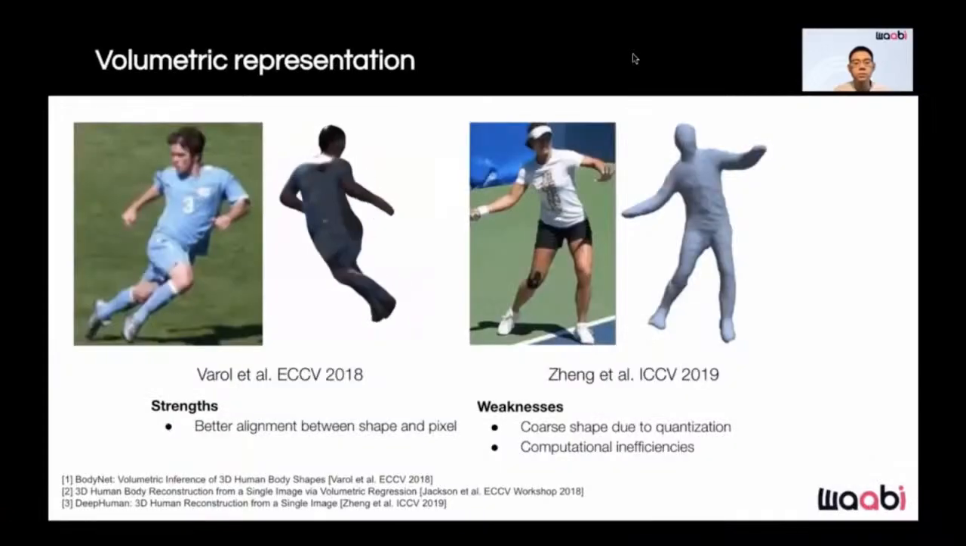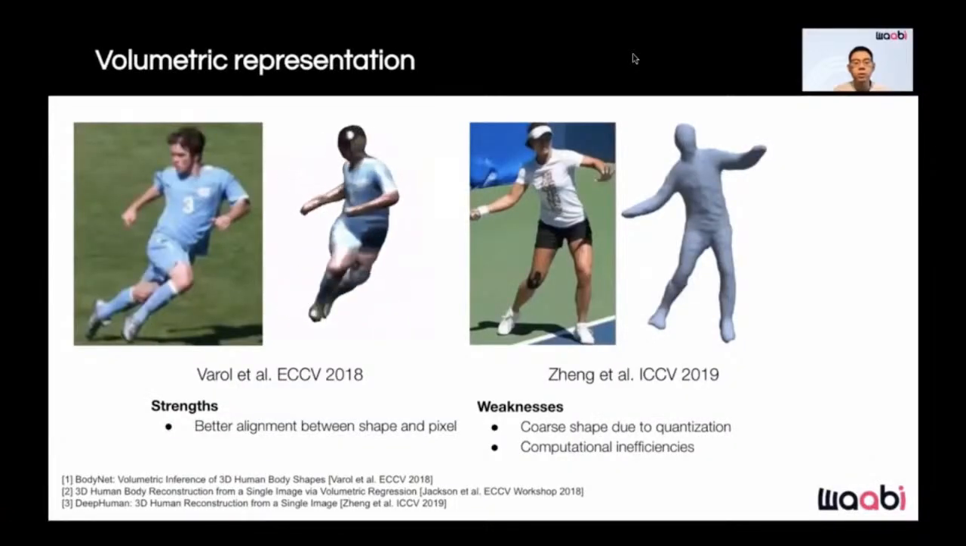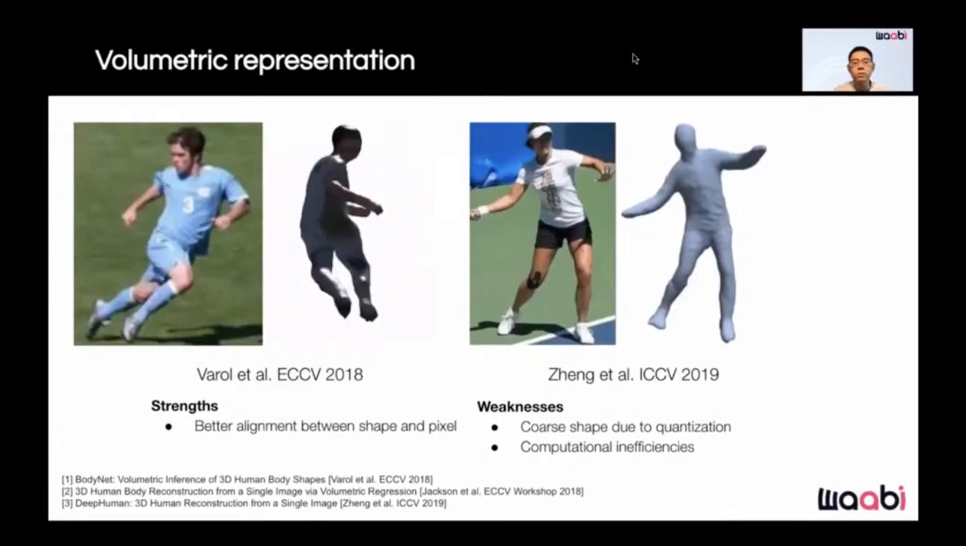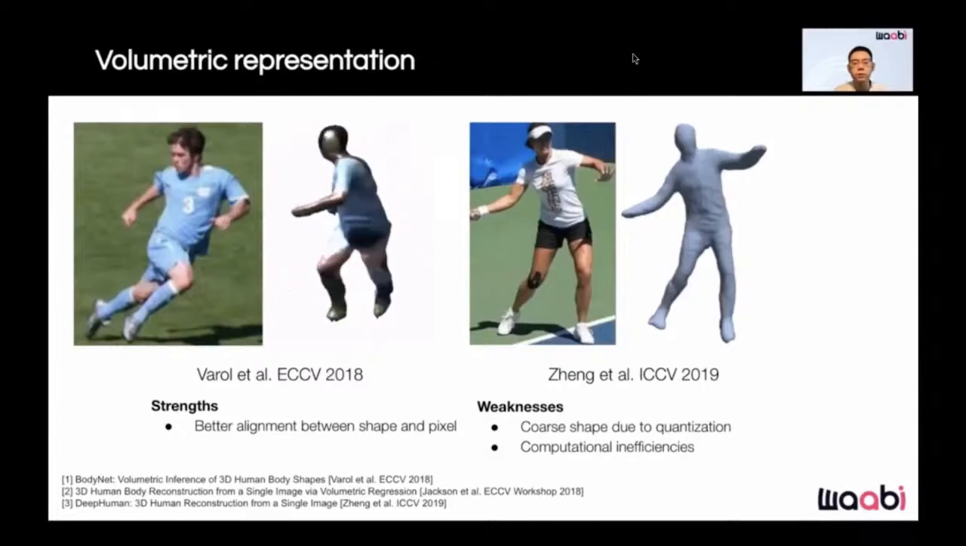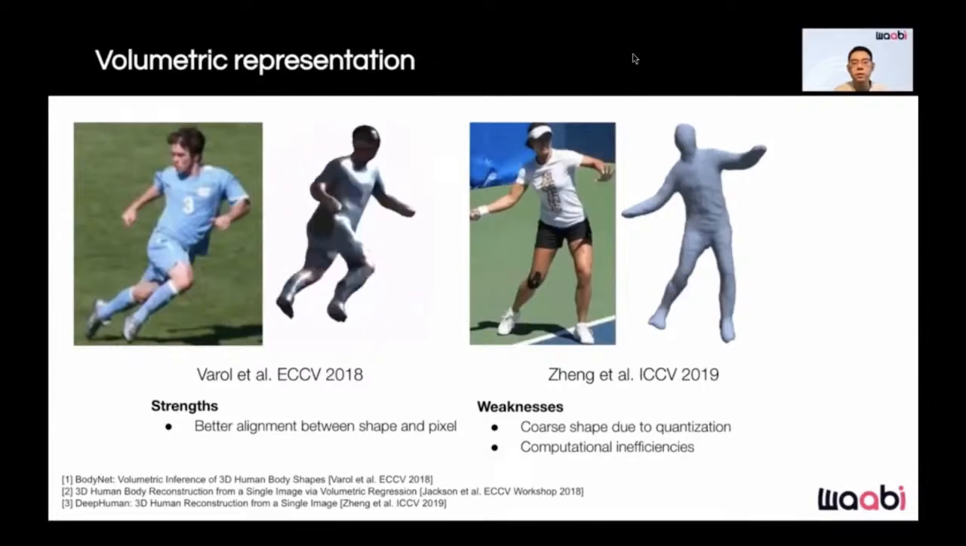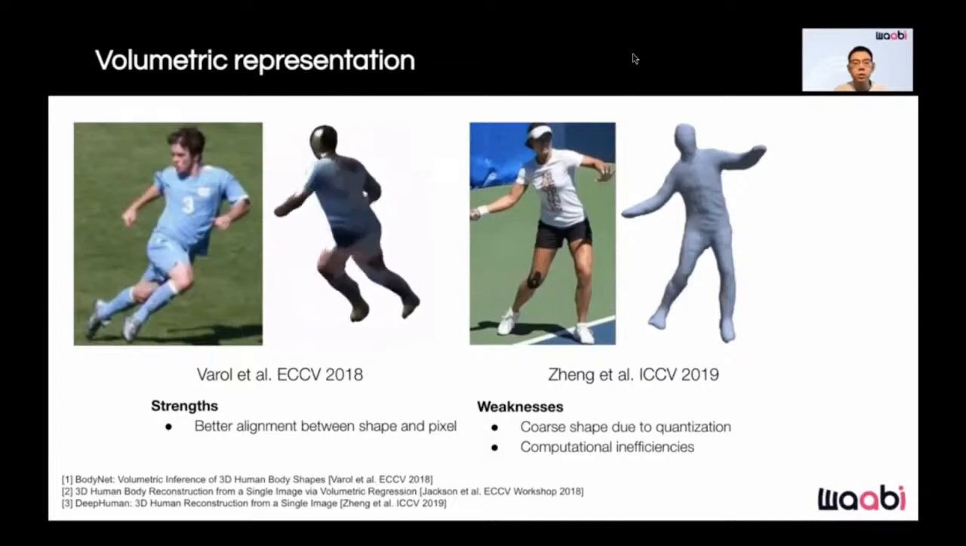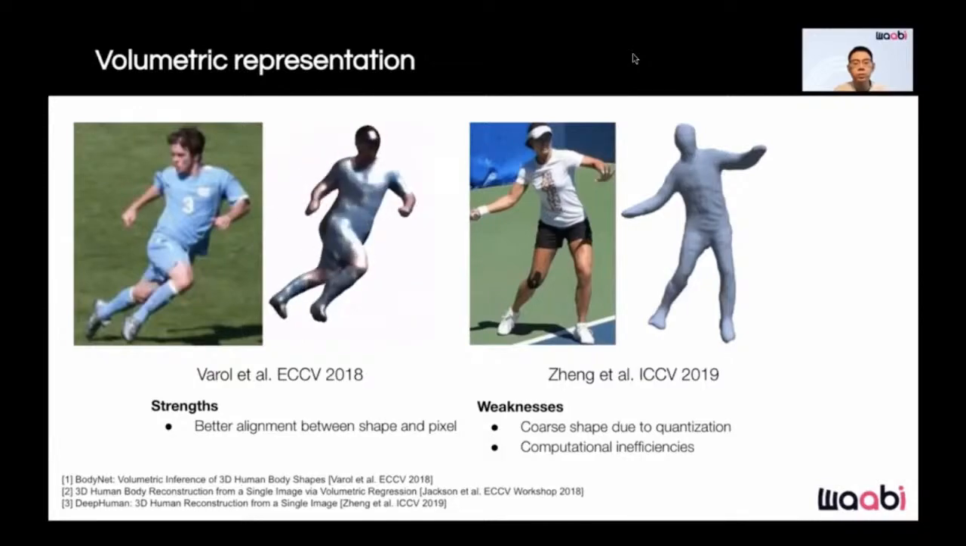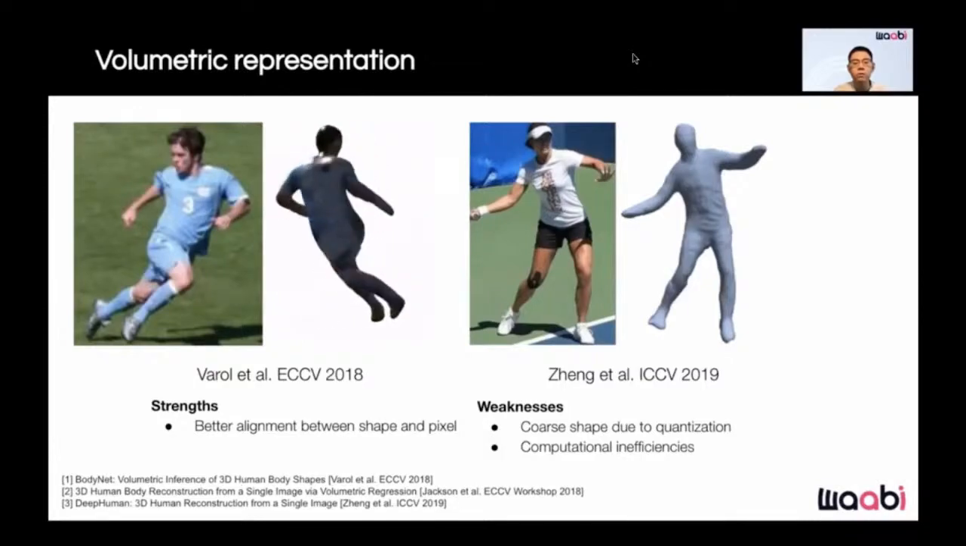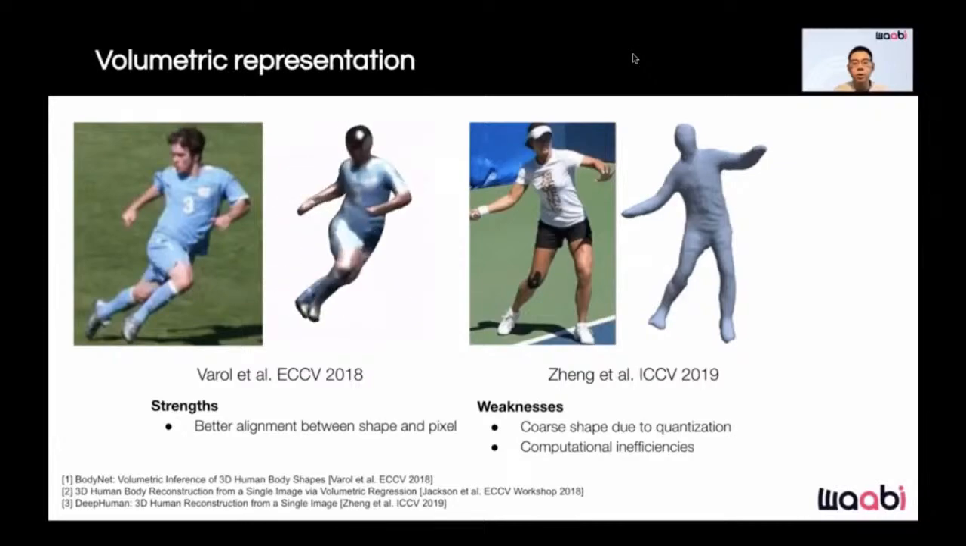The next model-free approach is the volumetric-based approach. They usually predict the voxel representation of a human from input observations using deep neural networks. The predicted shape usually aligns well with the input image. However, voxel representation is computationally costly, and it is a coarse representation.